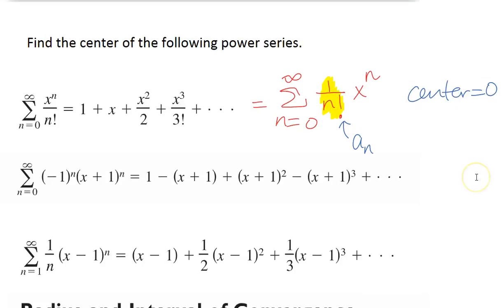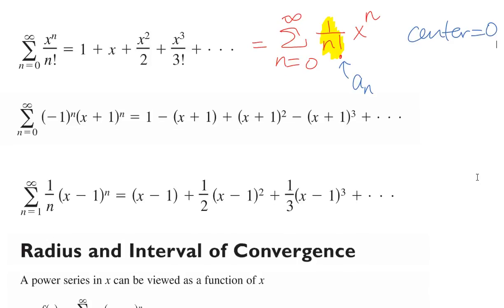Alright, so the next one is written explicitly in the right form. This quantity here is an. This is going to be x minus negative 1. Okay guys, why? We need it in the form x minus c to the power n. So when you have x plus 1, it is actually the same as x minus negative 1. So the center for this power series is negative 1. So if you have x plus 1, the center is negative 1.